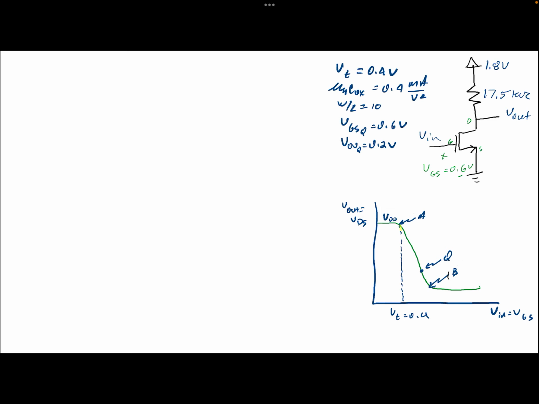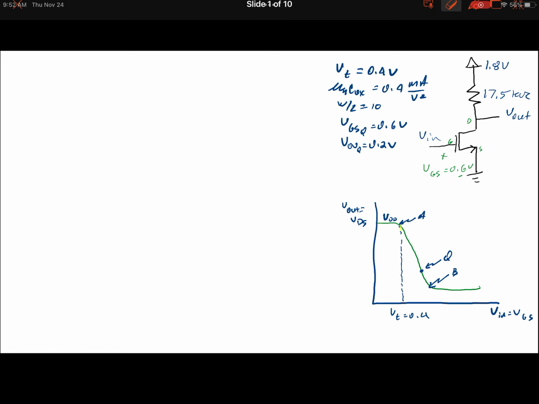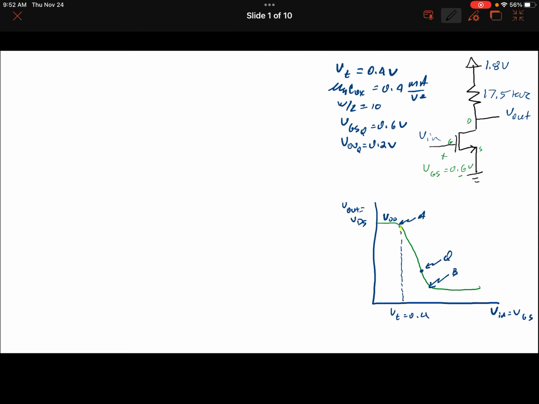I picked a different Q point. I've got a little bit different transistor than the previous example. VT is 0.4 volts. We have a VDD of 1.8 volts. mu n C ox is 0.4 milliamps per volt squared, so 400 microamps per volt squared. W over L is 10. VGS at the Q point that I picked right here is 0.6 volts, which means we have a V overdrive at this point of 0.2 volts.